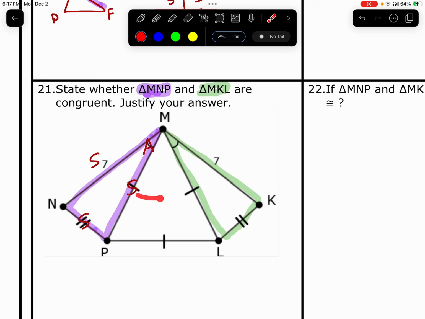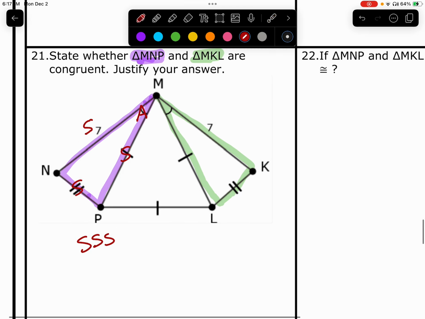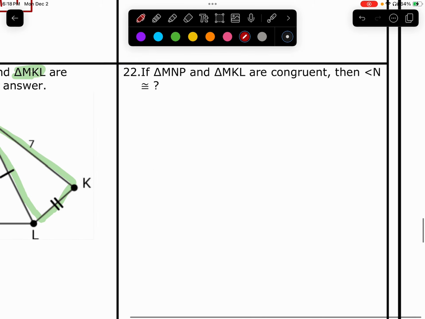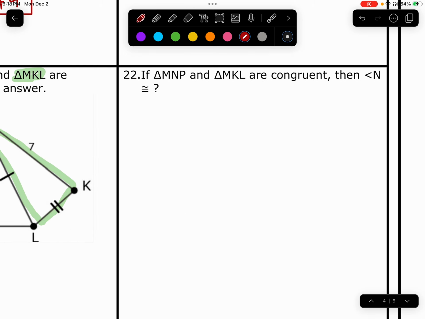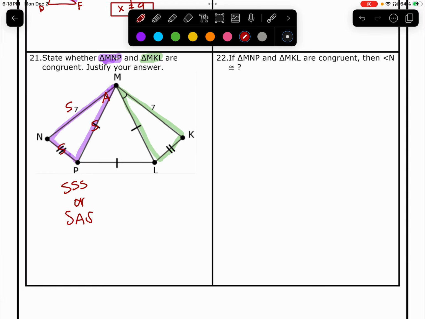So that's why I put an A there. These two sides are the same. These two sides are the same. They're both 7, and these two sides are the same because of these markings. So we could either go with side, side, side, because all the sides are marked, or we could go with side, angle, side. Okay, go ahead and try number 22. That's it.